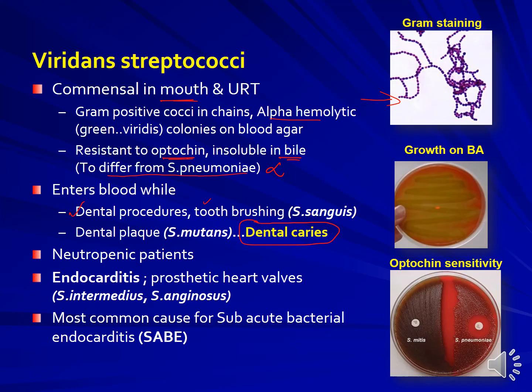This kind of infection is also commonly seen among neutropenic patients, where the neutrophil levels are low, and is also responsible for endocarditis among people who have prosthetic heart valve devices. That means people with comorbidities or implanted heart valves are more prone to this endocarditis, caused by Streptococcus intermedius and Streptococcus anginosus. They are the most common cause of subacute bacterial endocarditis cases. So this is how the Viridans streptococci are very important.